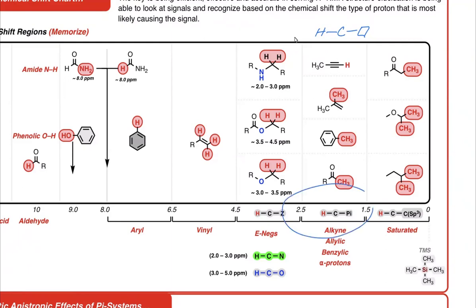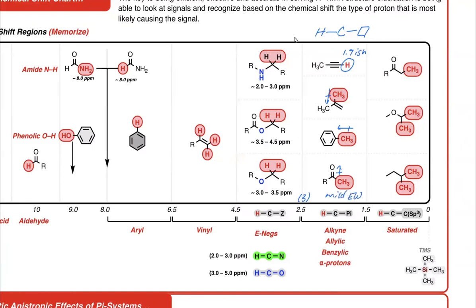In the range of 1.5 to 2.5, sometimes upwards of 3 potentially, you have protons on a carbon neighboring a pi system directly. So it could be neighboring, say, a C double bond O directly, neighboring a benzene ring, even neighboring an alkene. And you'll notice that in this range, we also have an alkyne proton, which tends to be around 1.9-ish.